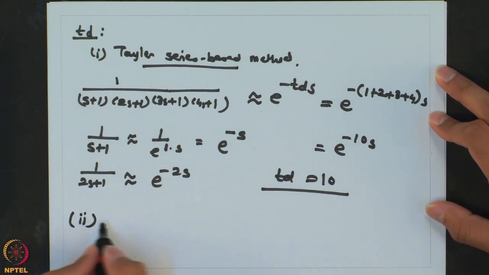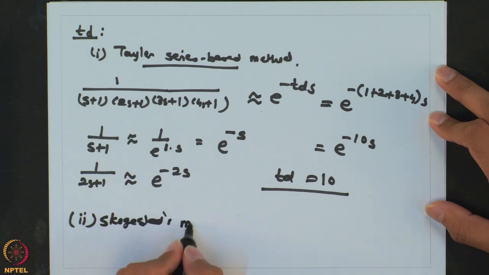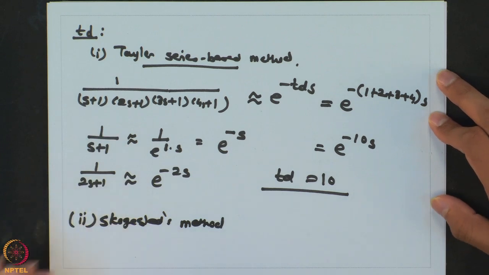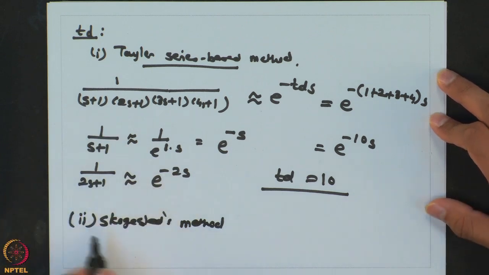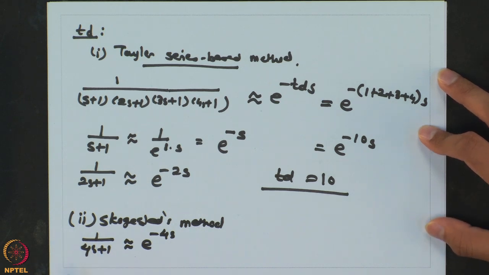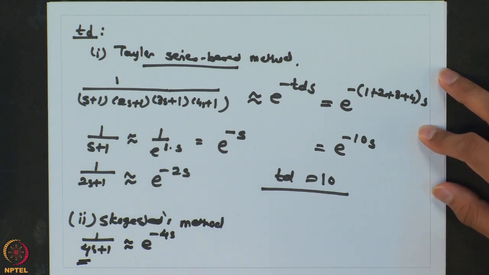In terms of Skogestad's method, we follow the same approximation procedure. The only difference is this 1 over 4s plus 1 is approximated as e raised to minus 4s. But in terms of calculating tau, we have already used half of this contribution. So that 2 out of that 4 was taken as tau.